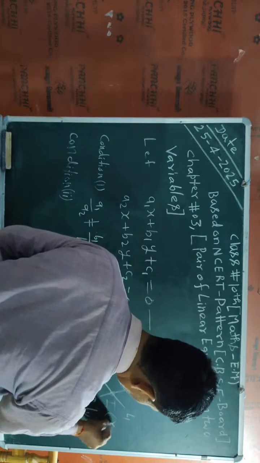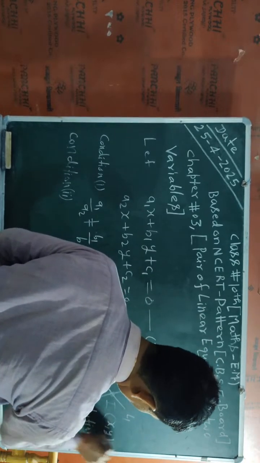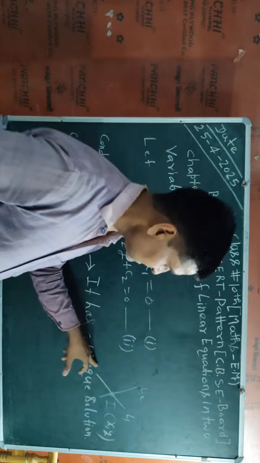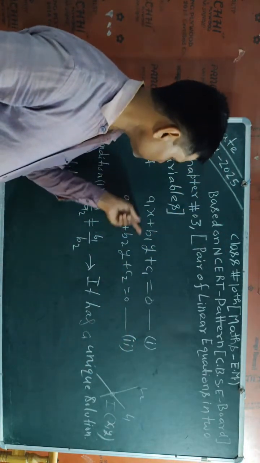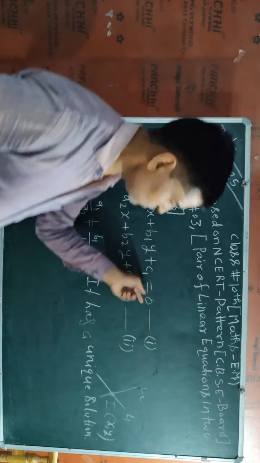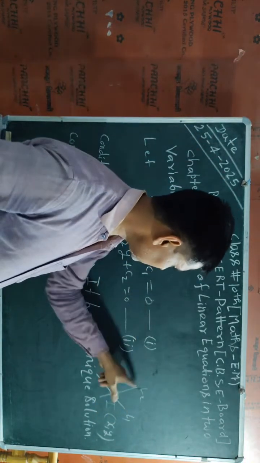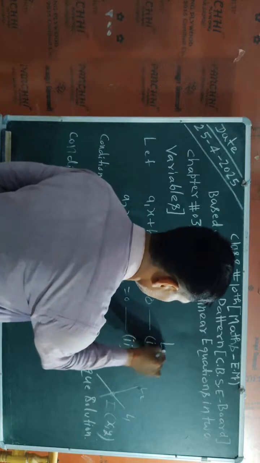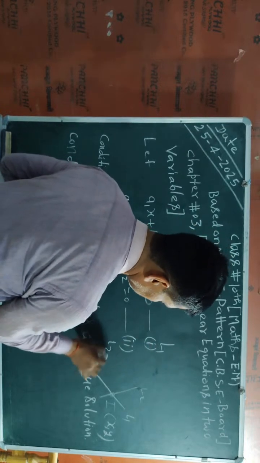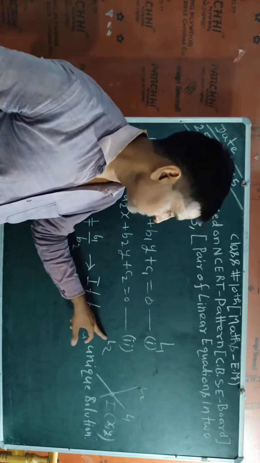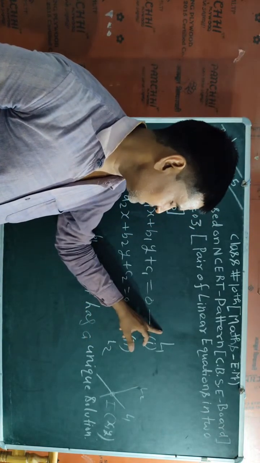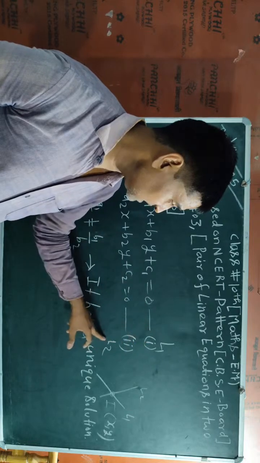Now I am going to write it in dark form. This is a straight line, a1x plus b1y plus c1 equal to 0. It is representing line L1, and this is representing line L2. Line L1 is a straight line, and L2 is a straight line.